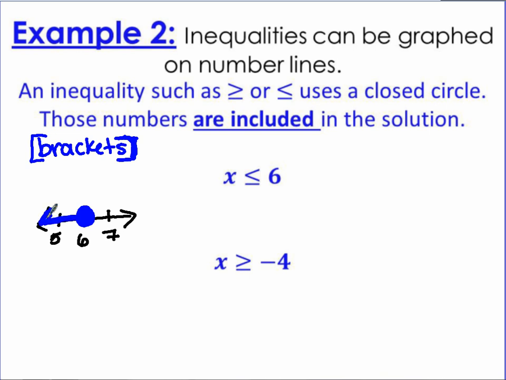So that would be all the numbers going this way forever. Even negative 100, that's smaller than 6. So I'm going to put an arrow to show it goes that way forever.